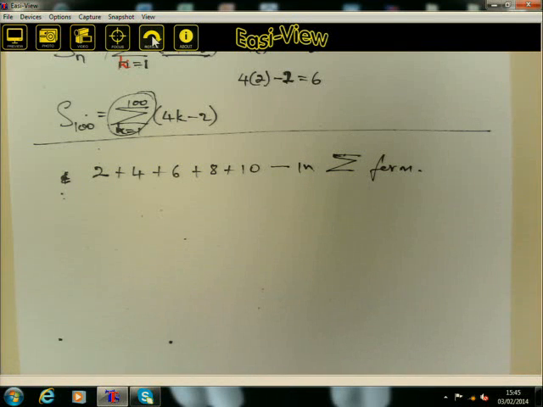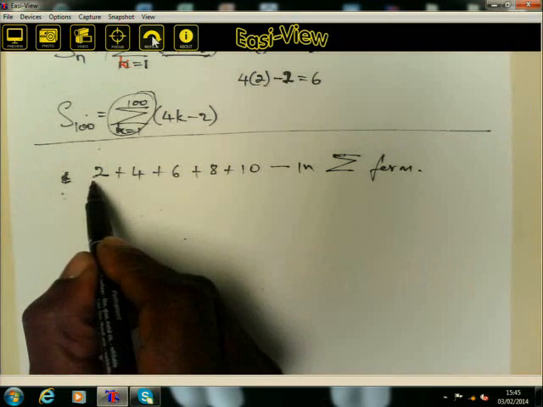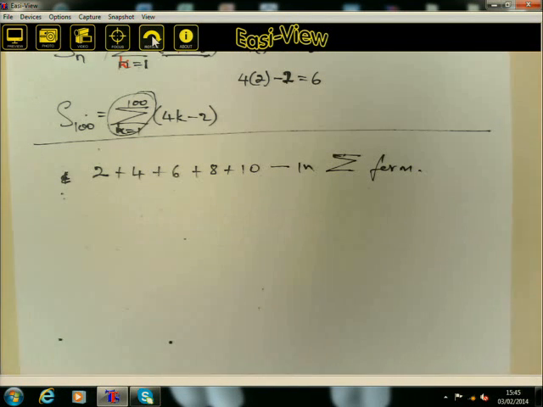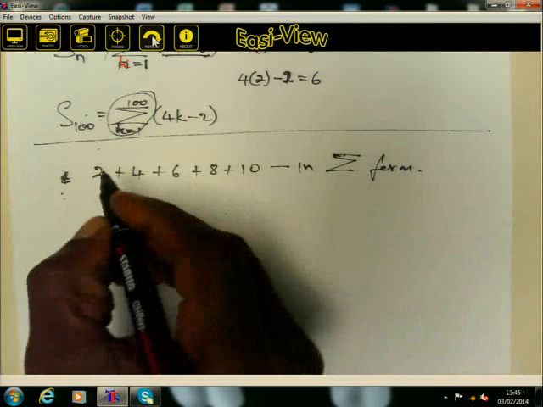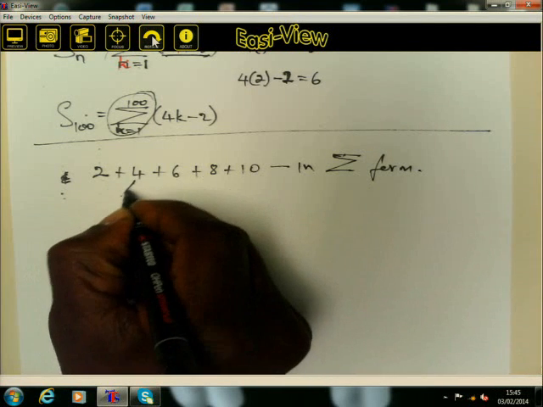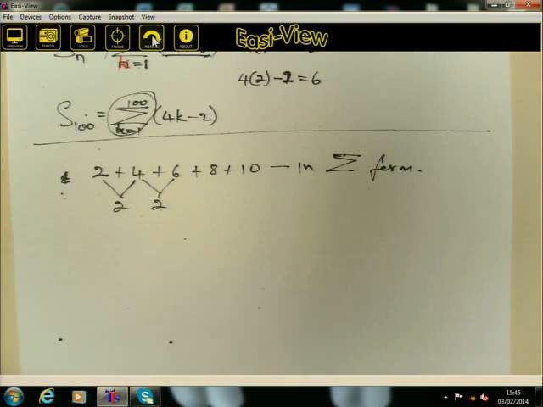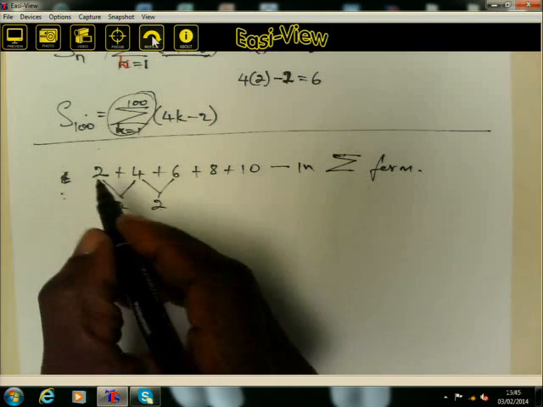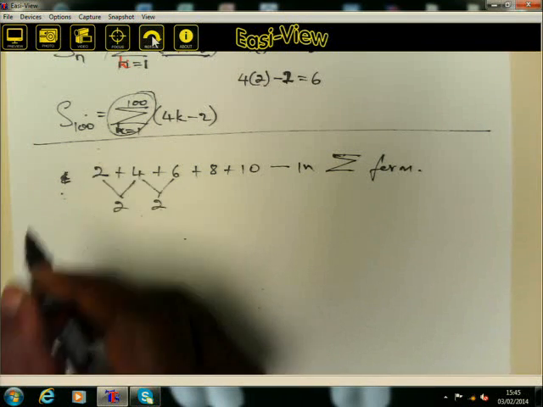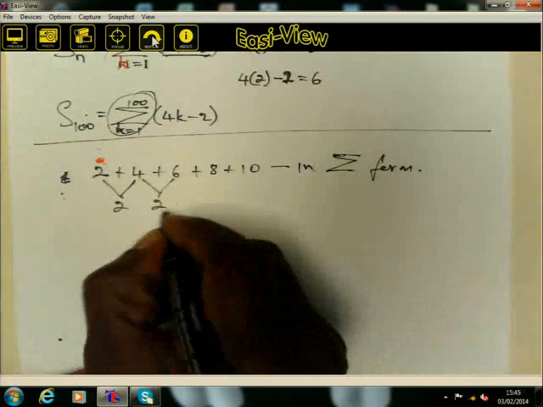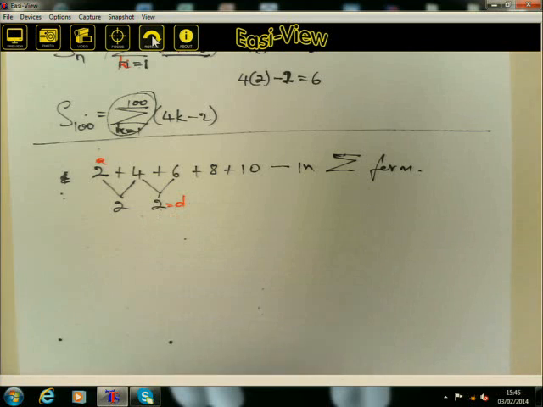What is the first thing that we need to remember? We need to remember that we must have a general term for this series. The general term comes from, we must first find the difference. Our difference there, we have realized the difference is equal to 2. And then the value of a is 2 also. This is a, this is our difference.